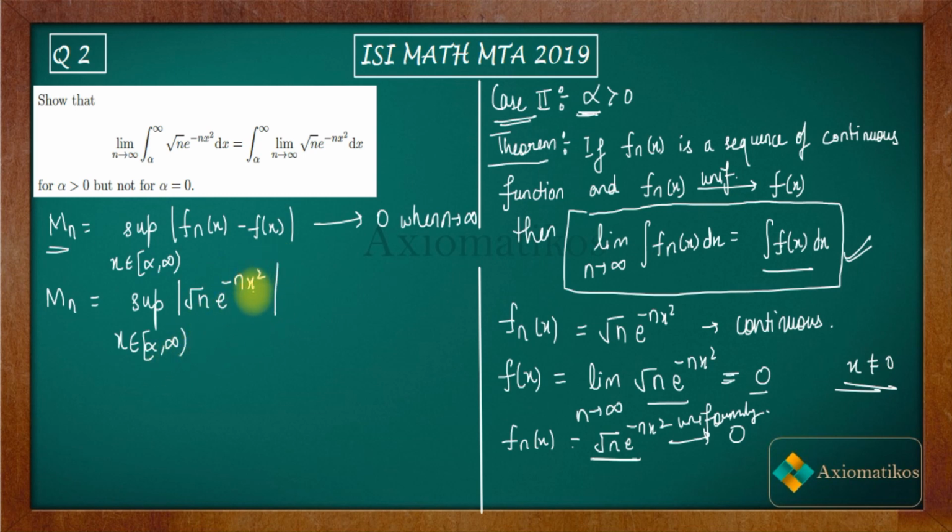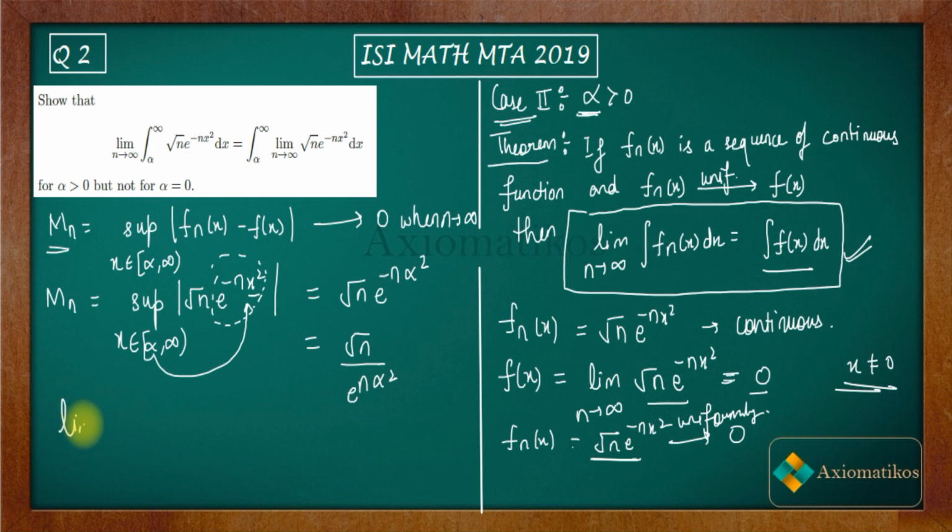Now see, if you increase your x, then you are decreasing this quantity, because you have a minus over here. So if you want to get the biggest value of e to the power minus n x squared, then you have to put alpha in here, because you have to put the least x that you have. The least x that you have is alpha. Therefore the supremum will be root n e to the power minus n alpha squared. Are you getting my point? So now if n goes to infinity, this thing is root n over e to the power n alpha squared.